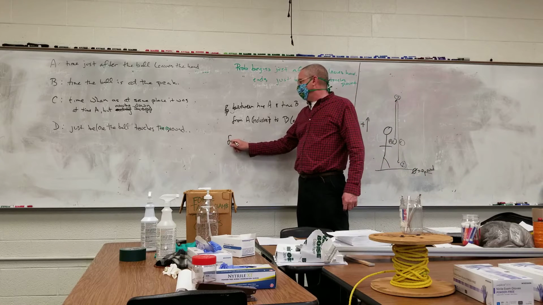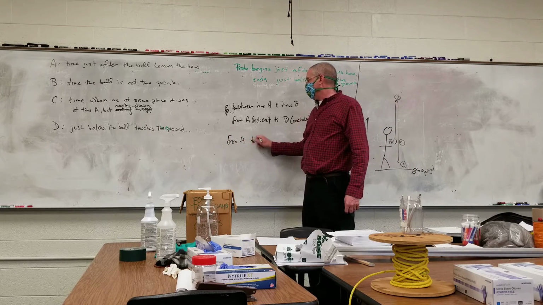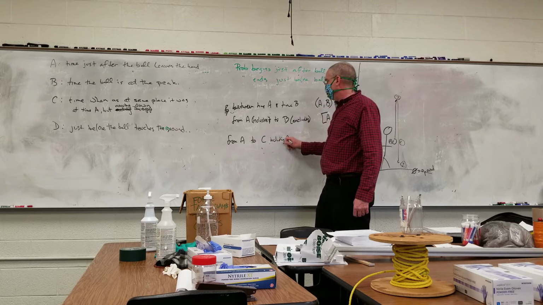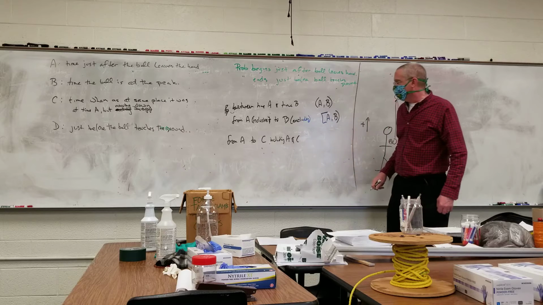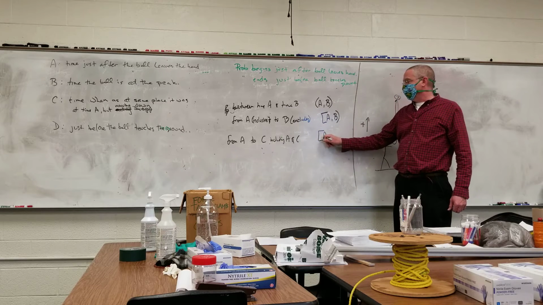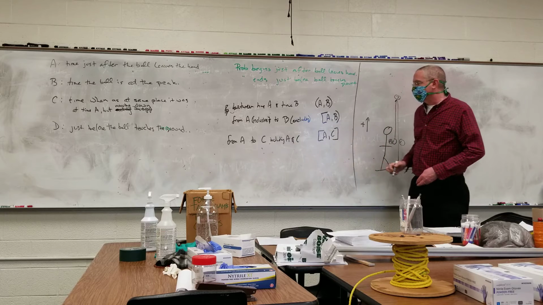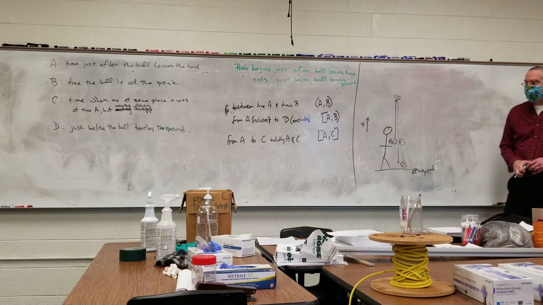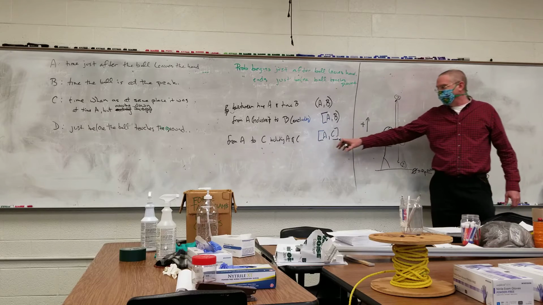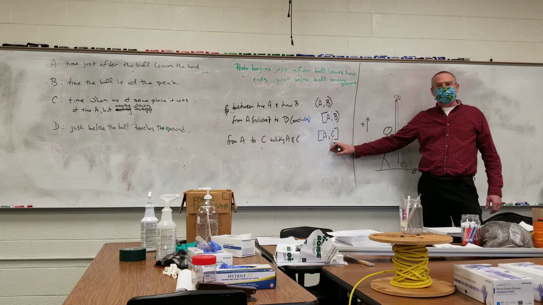If it happens from A to C, including A and C, well, it's including both of them, so I'm using square brackets, [A, C]. B happens between A and C, so I don't have to write B itself. This implies everything from time A to time C.